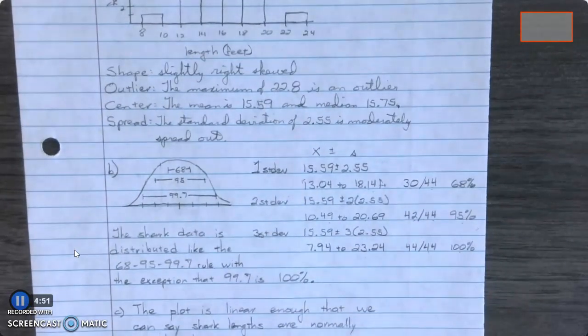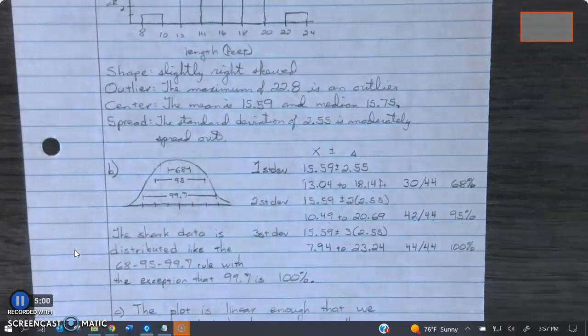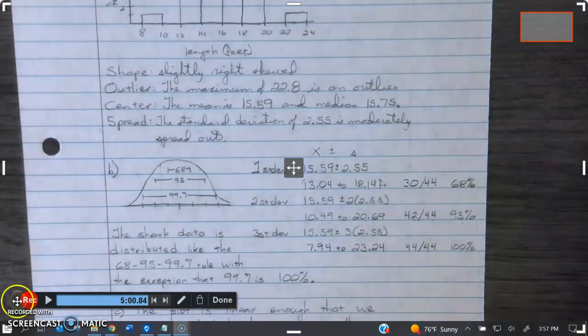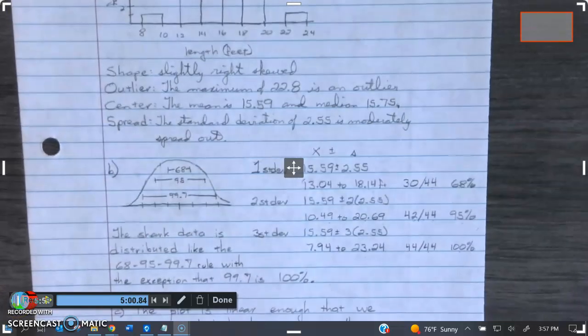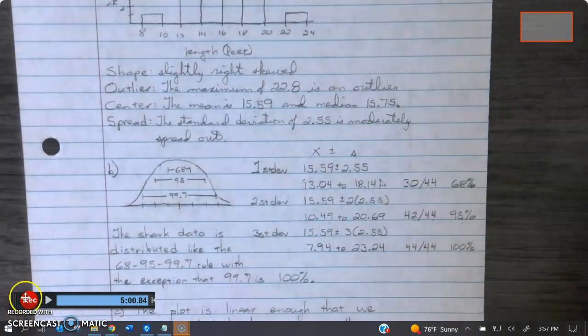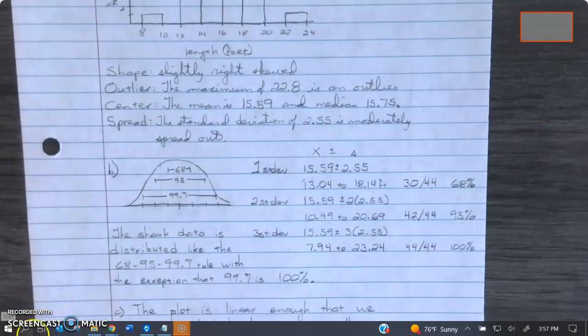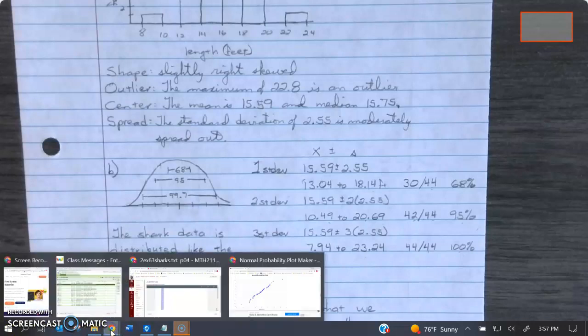Letter C talks about, let me pause here. Okay, I had to refresh what the next question asked. It asked about a normal probability plot.